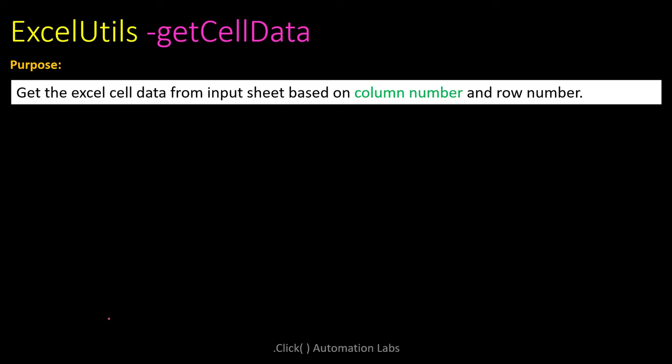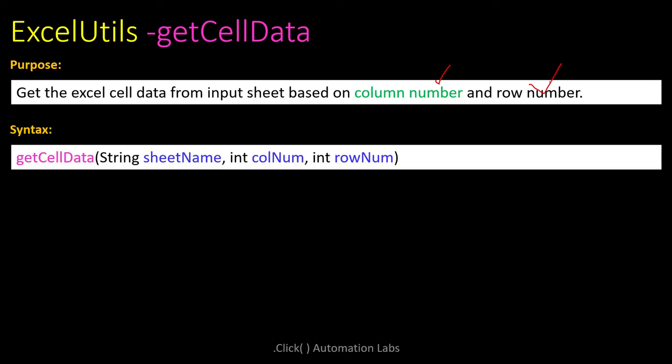So the other way is that you can mention the column name. Hey, can you read the data from the location column, second row, third row, fourth row? Something like that you can also use. But this particular method will focus on reading the data from a cell using column number and row number. Okay, so let us see how we can use this.